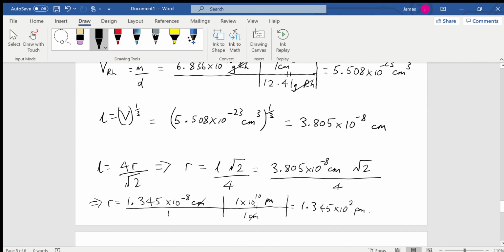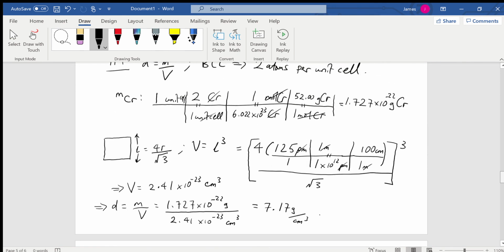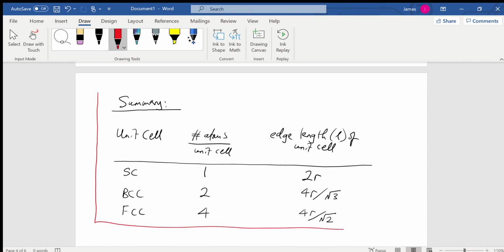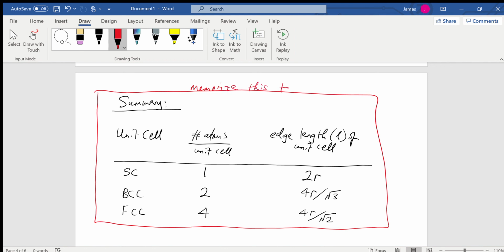So typically you're either going to be given a length and ask for the density, or you're going to be given the density and ask for the mass, or something like that. So in short, my recommendation, at least to my students, is I would memorize that information. So I would recommend that this information is memorized. So I would say memorize this table. Okay, and that will conclude this video.